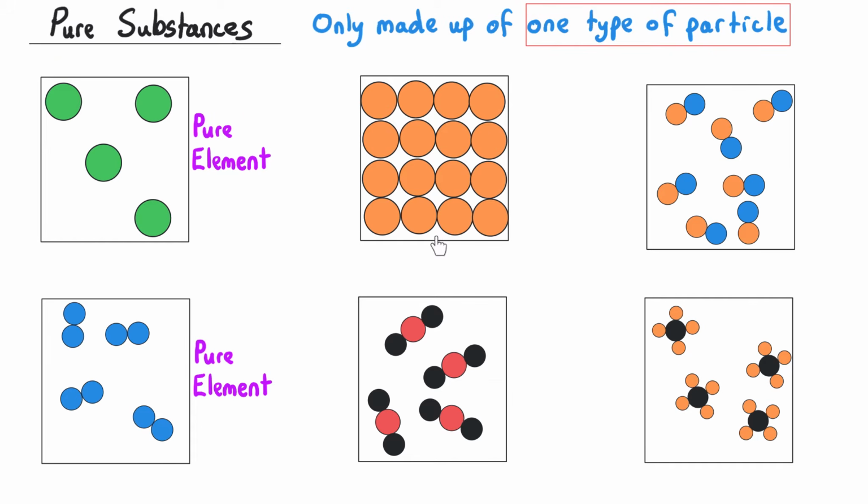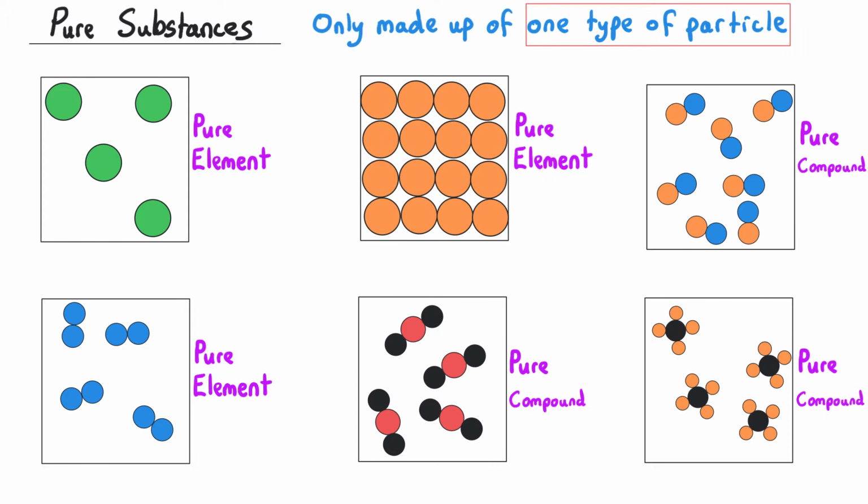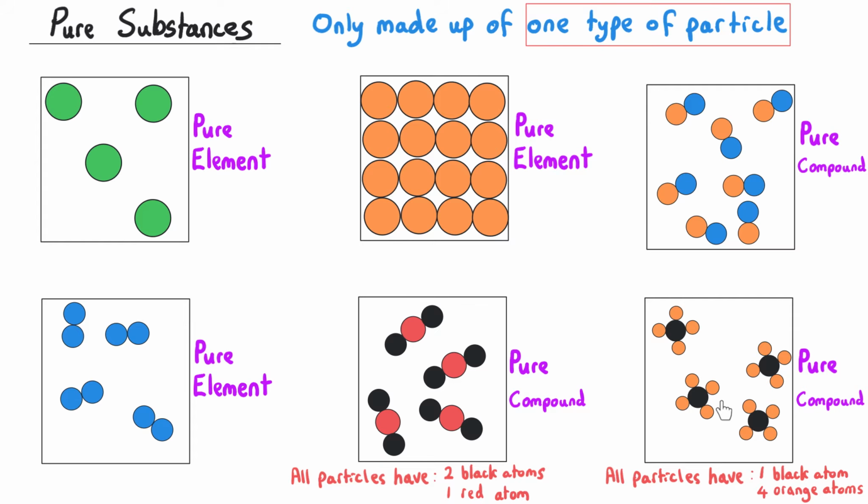And we've got another pure element in the top middle. All of the circles are the same colour, all of the particles are the same. And so these are 100% pure because there is only one type of substance. The remaining three examples are compounds, but in each example, all of the compounds are identical. This one at the bottom has got two atoms shown as black and one atom shown as red, but every single one of these compounds is the same. And this one bottom right, all of these compounds have got one black circle and four orange circles. And so that's all the same compound.